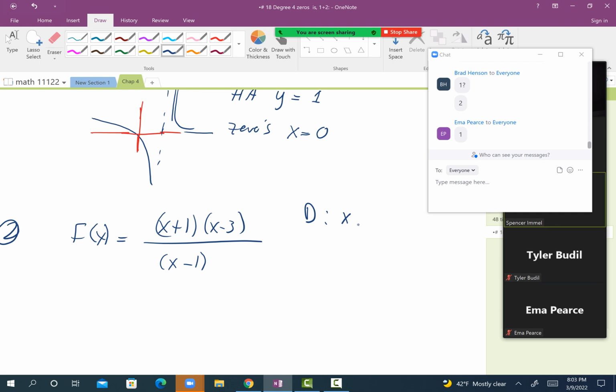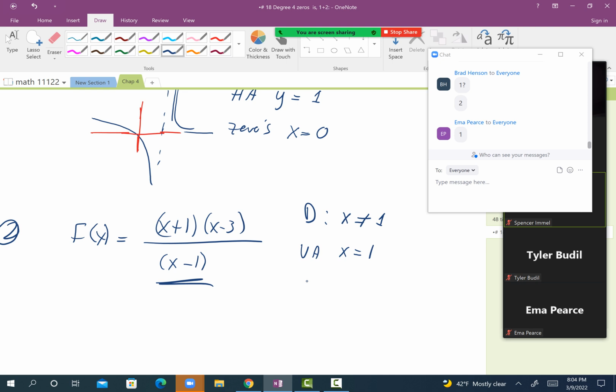X can't be 1. X cannot be 1, okay? Can't have 0 down there. Vertical asymptote. X is 1, right? Vertical asymptote, X is 1, okay? All right. Look, I got 2 of them done already, okay?